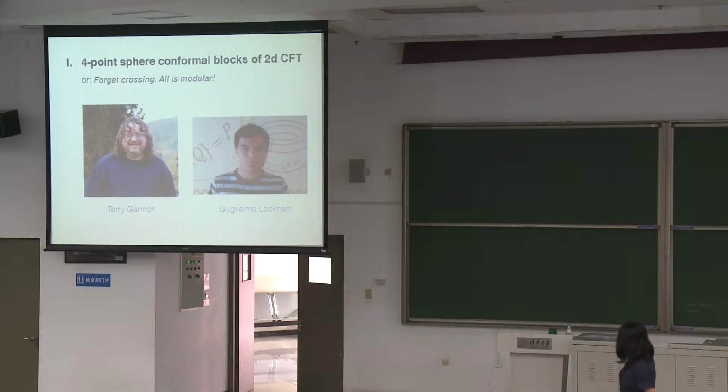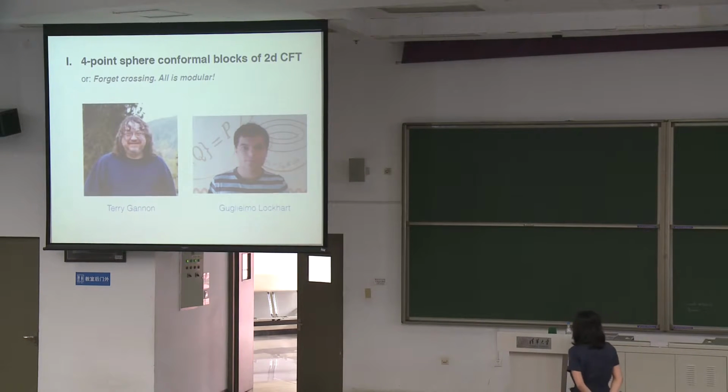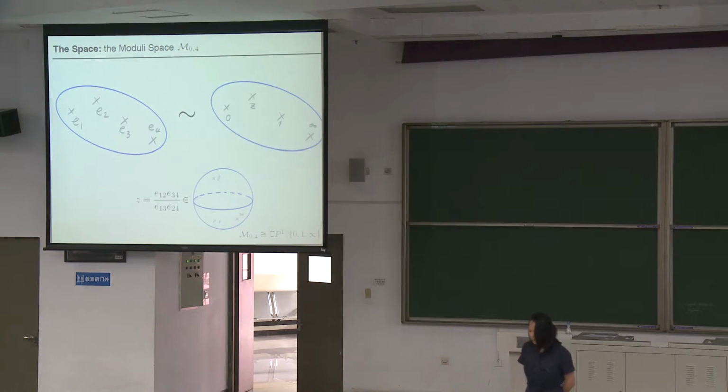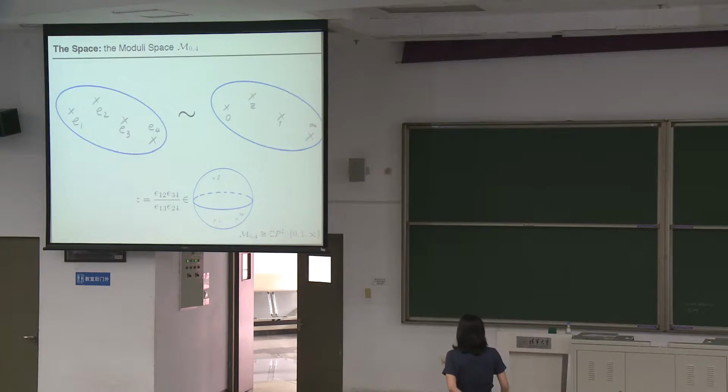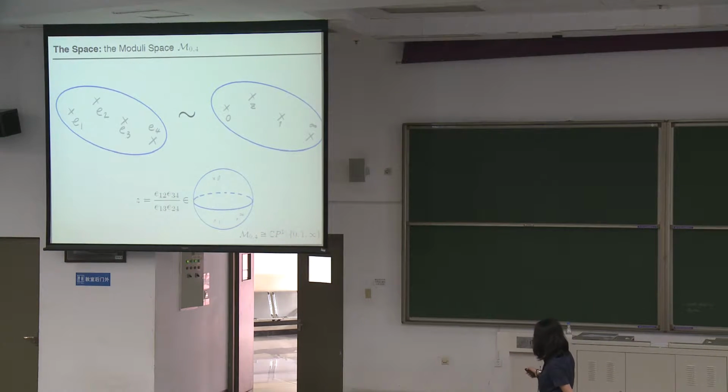To study a 4-point sphere block, let's first look at the underlying moduli space. We're all familiar with the fact that using SL(2,C), we can map 4 points on the sphere to these 4 points: 0, 1, infinity, and an arbitrary point z on the sphere. As a result, the moduli space we want to deal with is a sphere with these 3 points removed, parametrized by this cross ratio z of the 4 points.